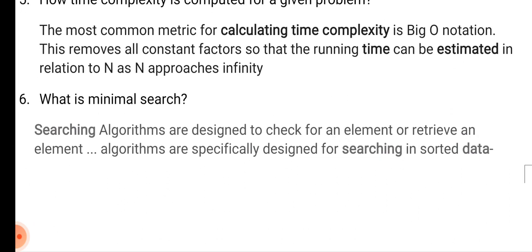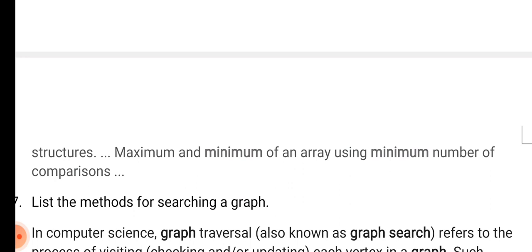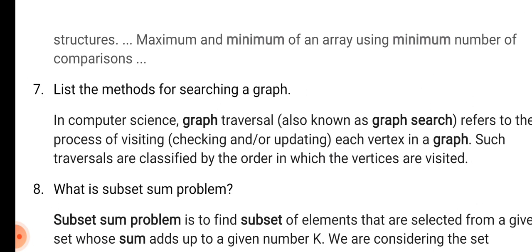Sixth one, what is minimal search? Searching algorithms are designed to check for an element or retrieve an element. Algorithms are specifically designed for searching in sorted data structures, maximum and minimum of an array using minimum number of comparisons. Next question, list the methods for searching a graph.